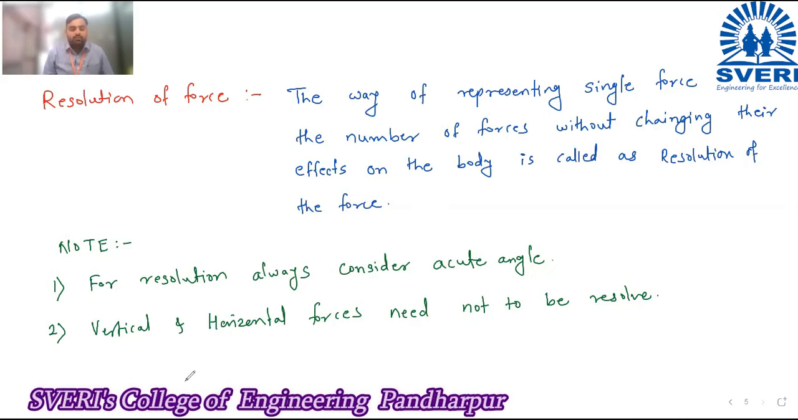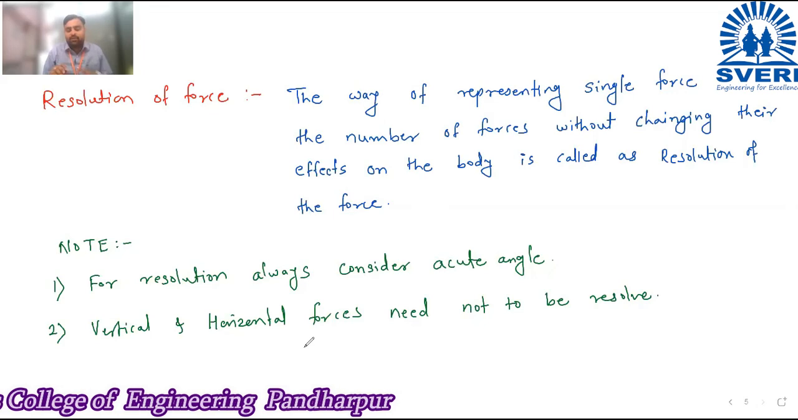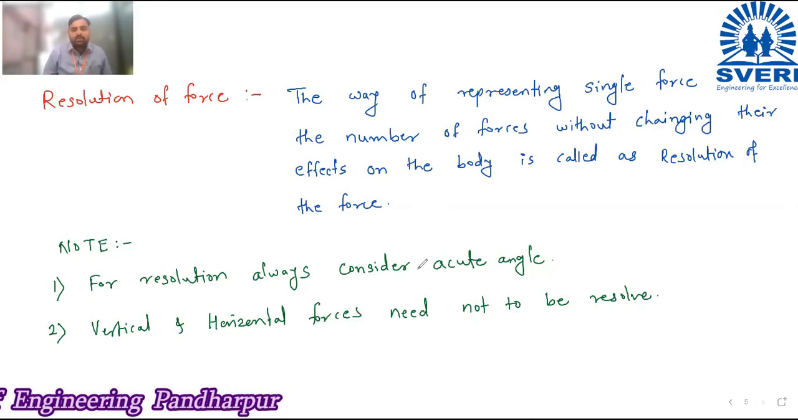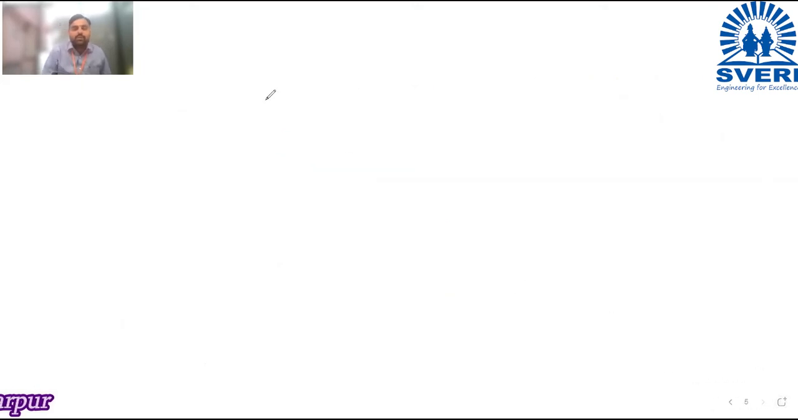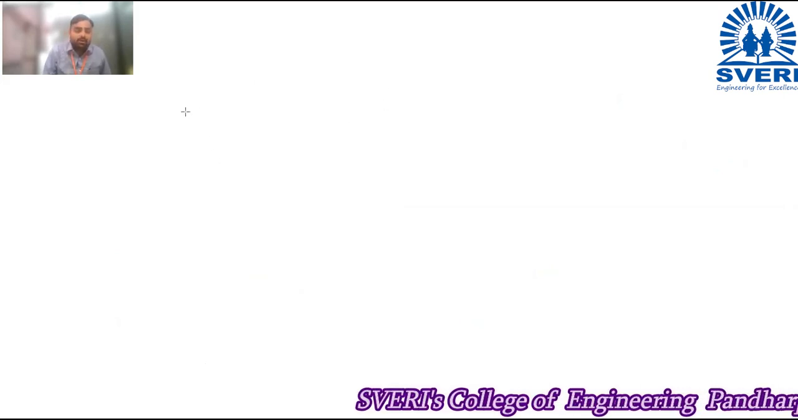Then for forces in the x direction, now I will tell you the sign convention. The third point is the sign convention: when to take the force as positive, when to take the force as negative. That we will decide on this graph.